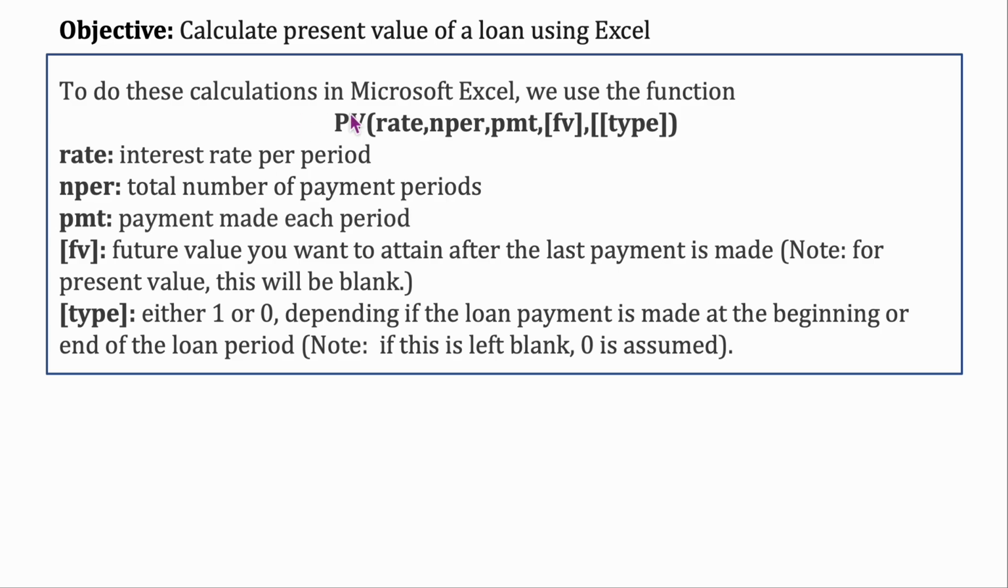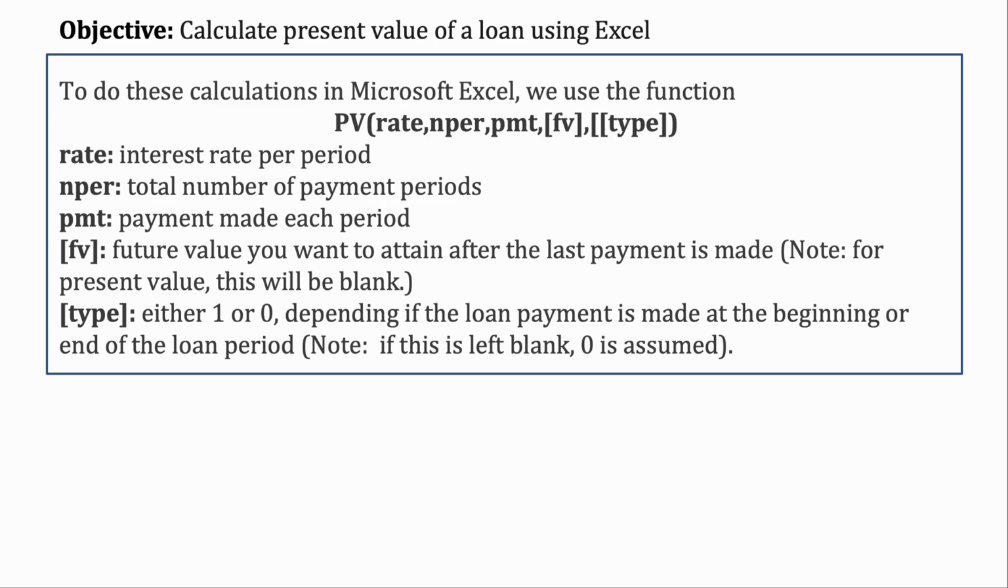The next, PMT, stands for the payment. What is your payment each period? Again, most of the time that's going to be your monthly payment. Now, in this particular case, these last two, we are going to leave blank. That is the future value you want to attain after the last payment is made. For present value, you're going to leave it blank. This one here, the type, we're also going to leave blank.